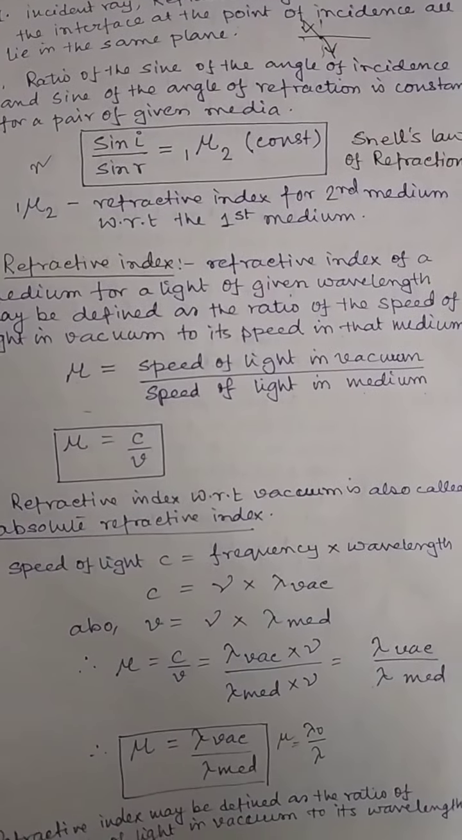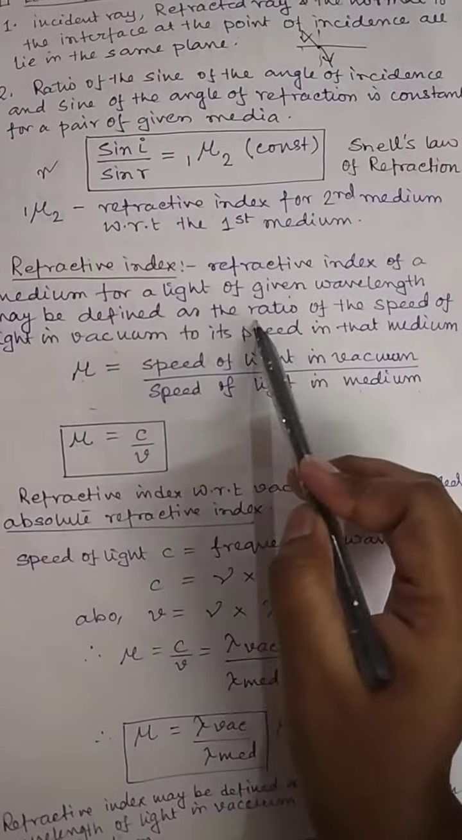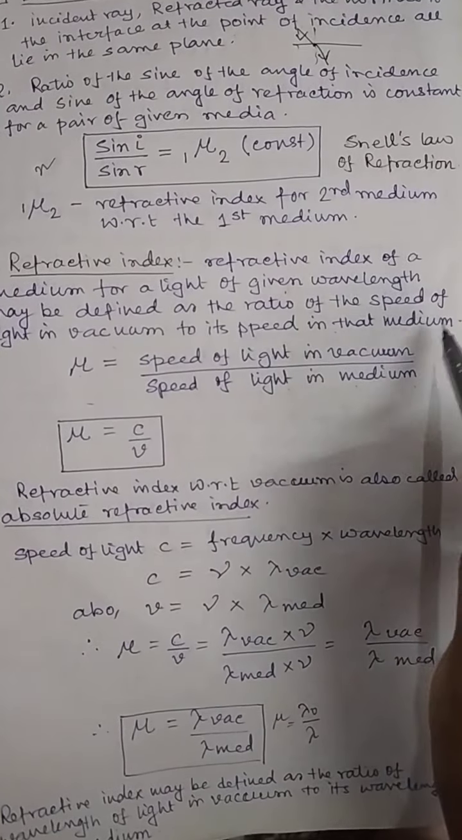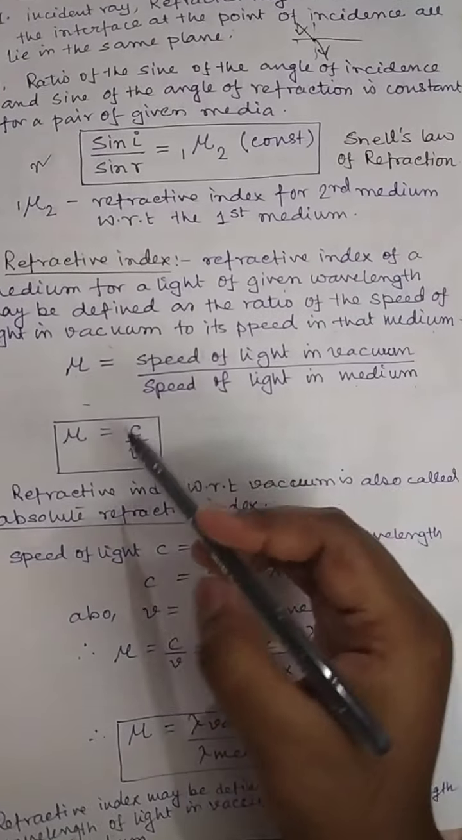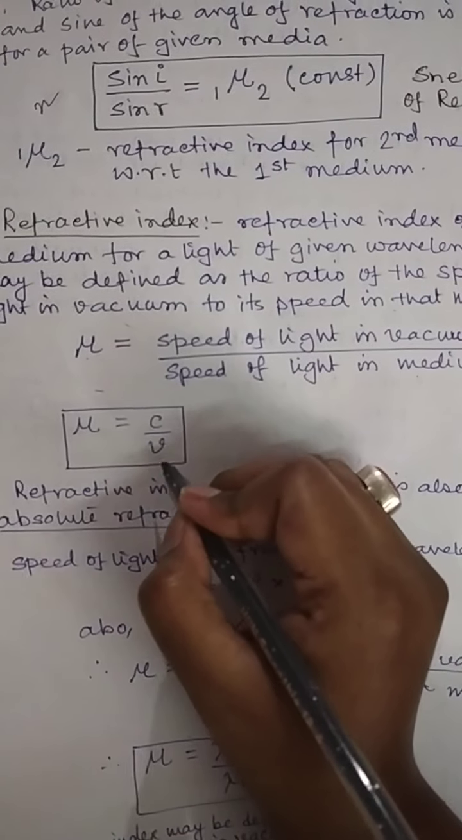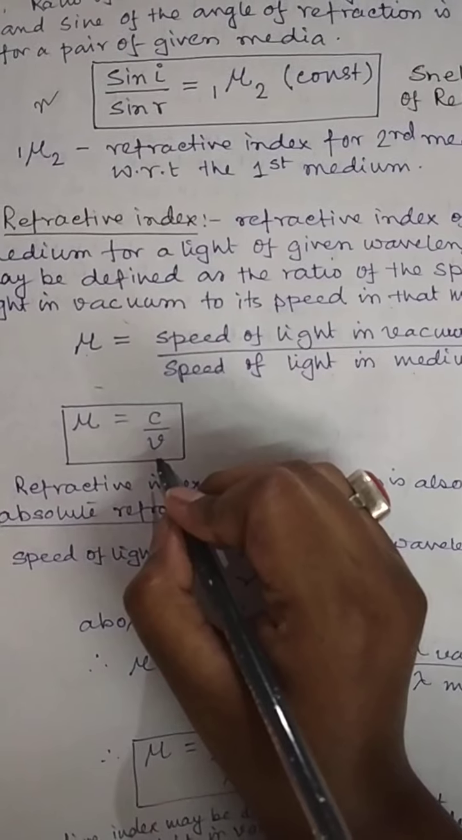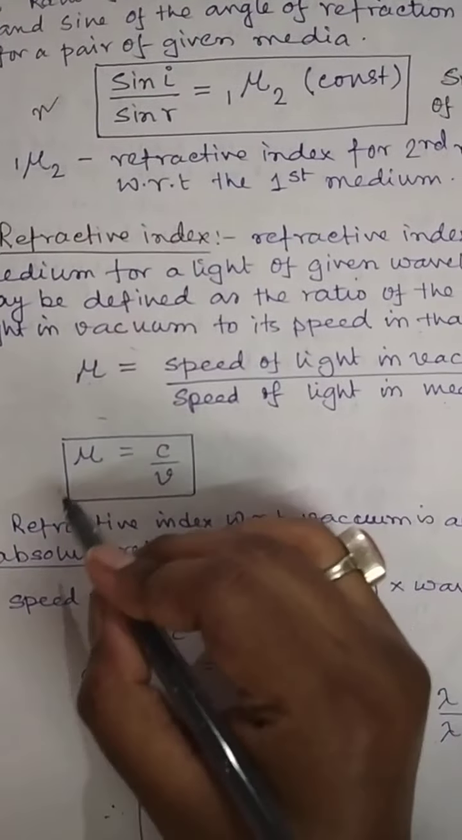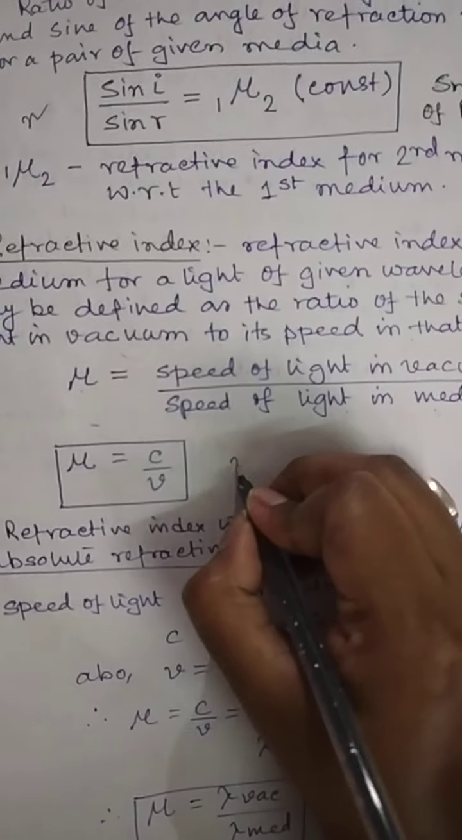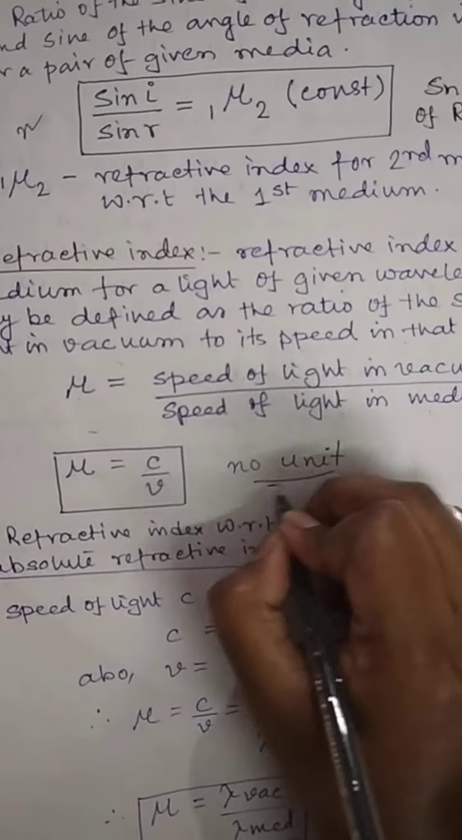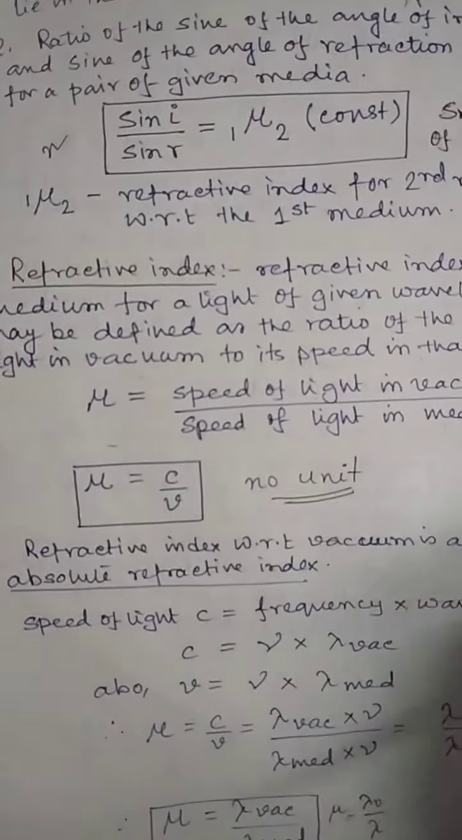Okay, so basically it is the ratio of the speed of light in vacuum to its speed in that medium, means in any medium. So mu we will write as c by v, where c is the speed of light in vacuum and v is the speed of light in that medium. Now since mu is a ratio of the same physical quantity, there will be no unit. So refractive index does not have any unit, a very important point.